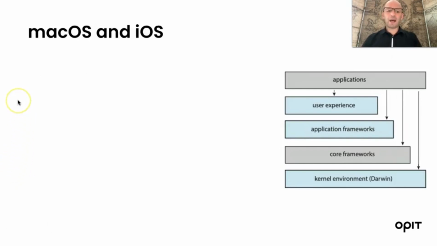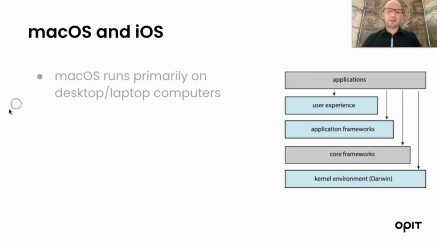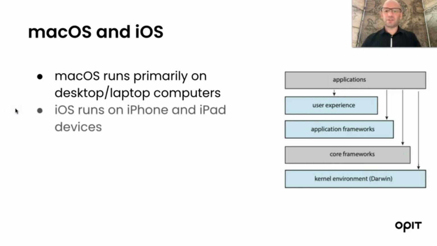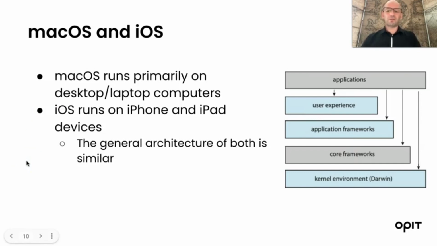So first off, with Mac OS and iOS, Mac OS runs primarily on desktop and laptop computers, so it's what I'm using right now to present this to you. I'm running a Mac OS that allows me to use the tools that are available for creating presentations in this program. So iOS runs on iPhone and iPad devices, so there are some similarities. So the general architecture of both is quite similar.